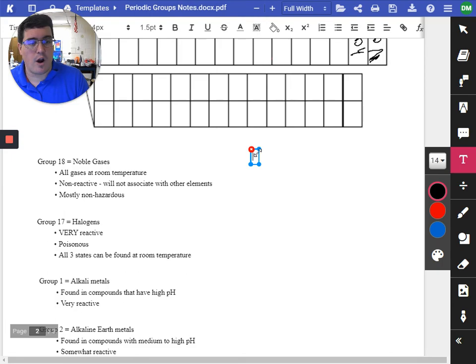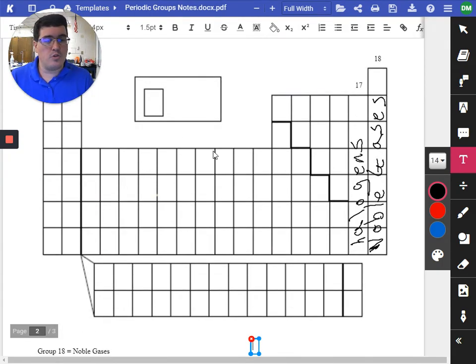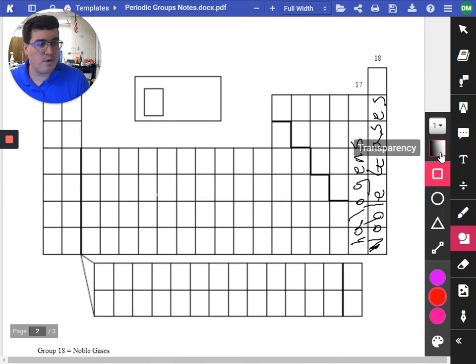All right, so now we go to an entire section of the periodic table. And if you remember this middle section on the periodic table, I'm going to draw a box around it again.